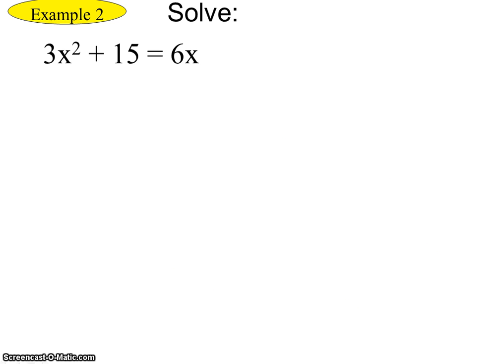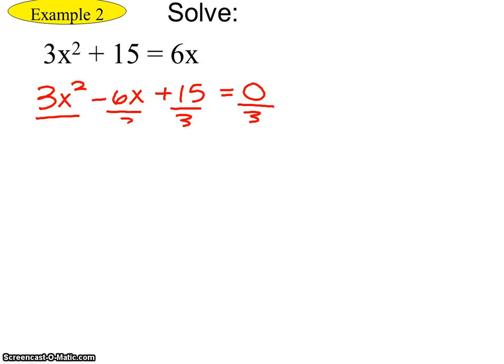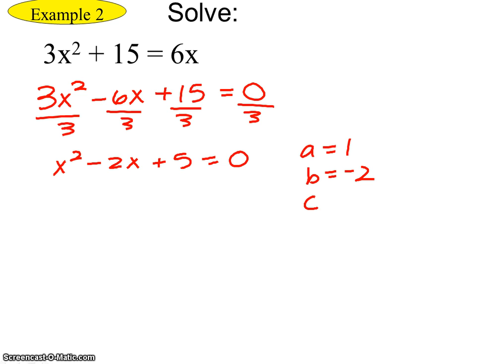For the next one, we again want to start by setting it equal to 0. And the negative 6 comes from subtracting 6x from both sides. This one has a common factor of 3, so I'm going to divide every term by 3 just to make it easier on the quadratic formula. Smaller numbers makes it a little easier. Okay, so the a value is 1. B value is negative 2. Again, take the sign to the left, and then c is 5.